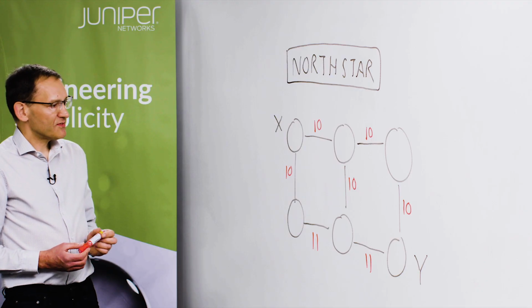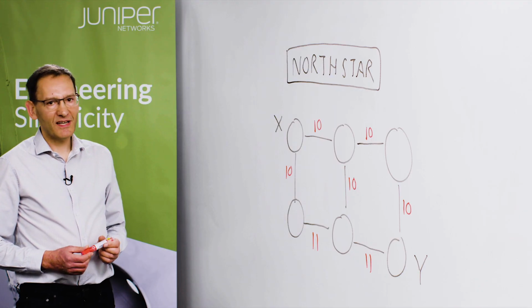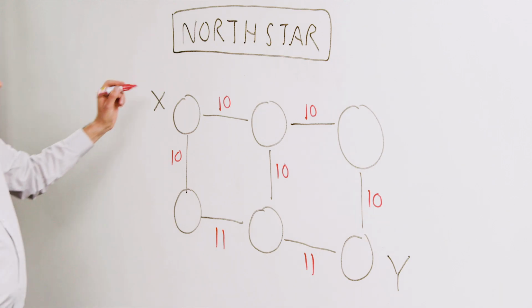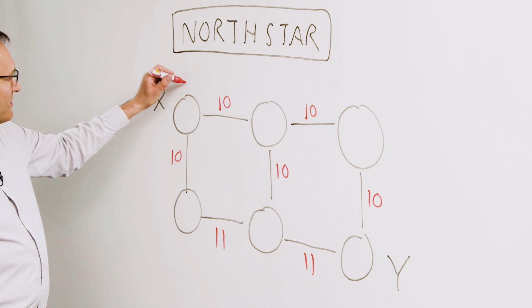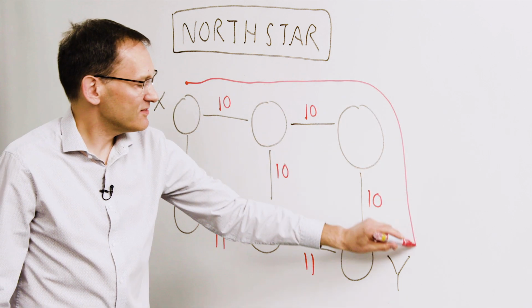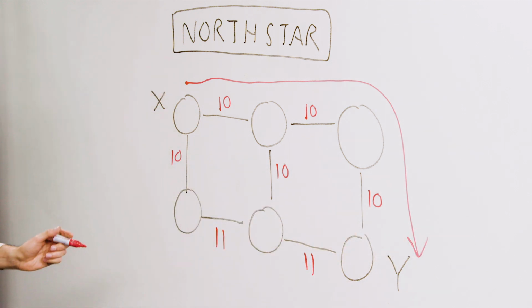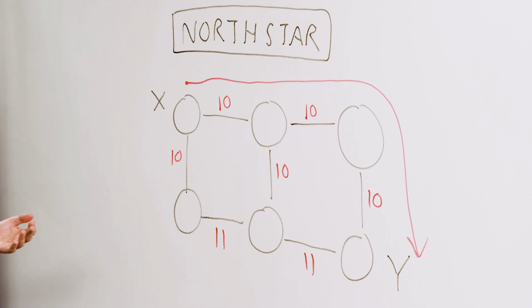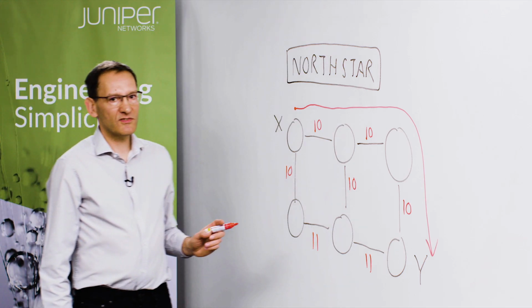Now suppose we want the lowest latency path between X and Y. NorthStar can easily compute that, and it sets that up on the ingress router X using PCEP, and this is a path like this. You can see end to end that has 30 units of latency, 10 plus 10 plus 10. But then of course network dynamics might change, including latency conditions.